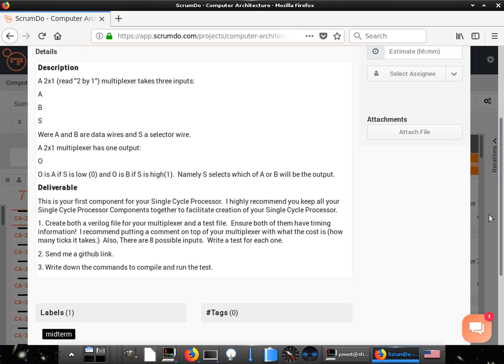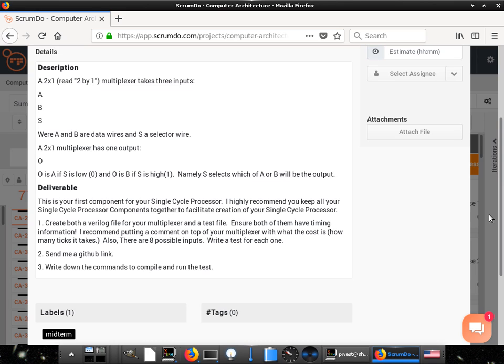This is going to be your first component for your single cycle processor. I highly recommend you keep all your single cycle processor components together in one directory. Please make your lives easier. Put them all in one directory. Name this thing 2x1 multiplexer or something, because you're going to be using it again very soon. In fact, you'll use it right after this card.